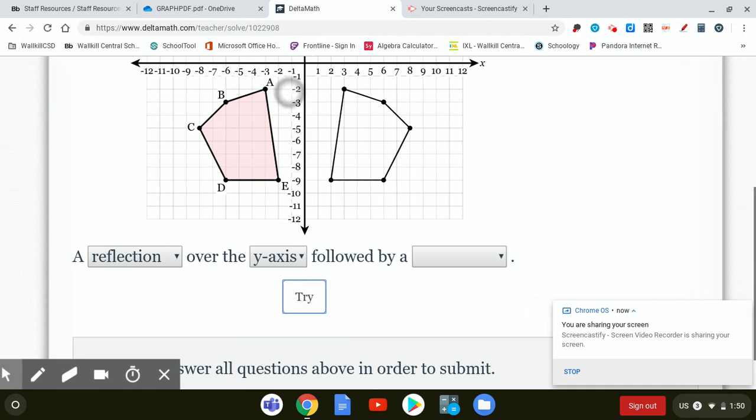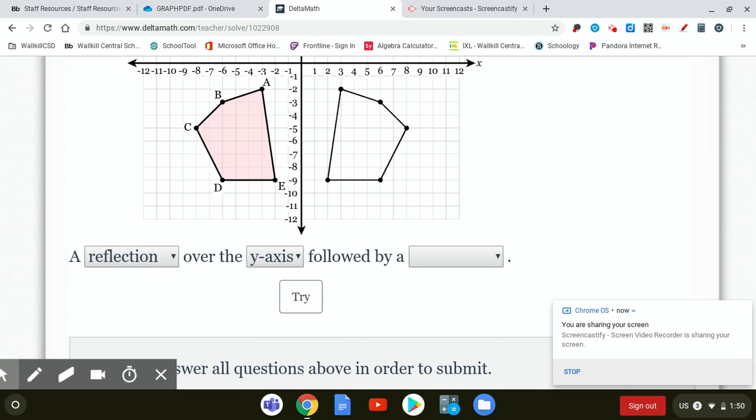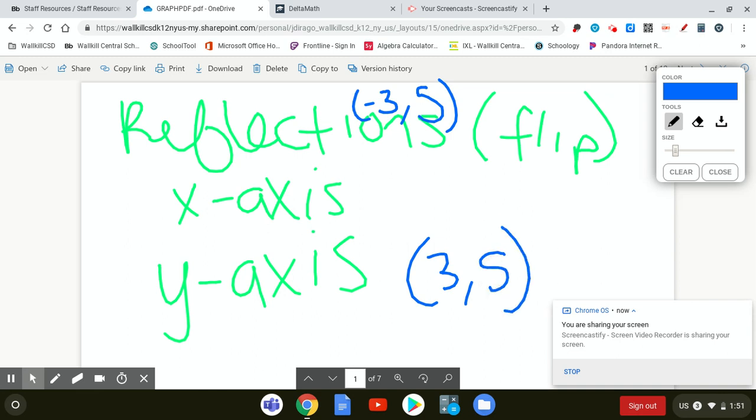Notice A is 3 spots to the left. A prime is going to be 3 spots to the right. E is 2 to the left. E prime is 2 to the right. So it's basically you're just changing the x values. All right. So if I had the point -3, 5, and I wanted to flip it over the y-axis, you're just changing the x values. It would become +3, +5. So when it flips over the y-axis, you just change the sign of x.